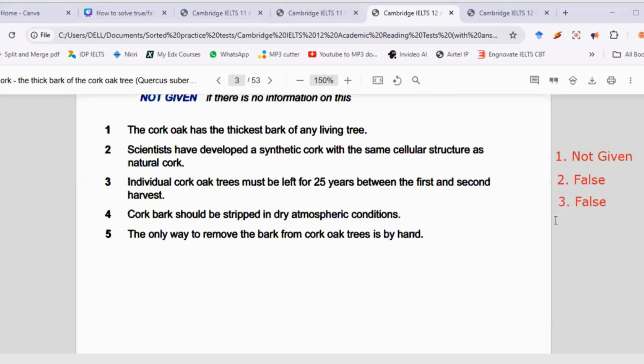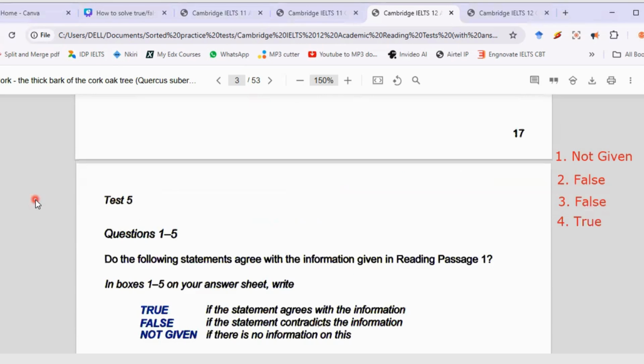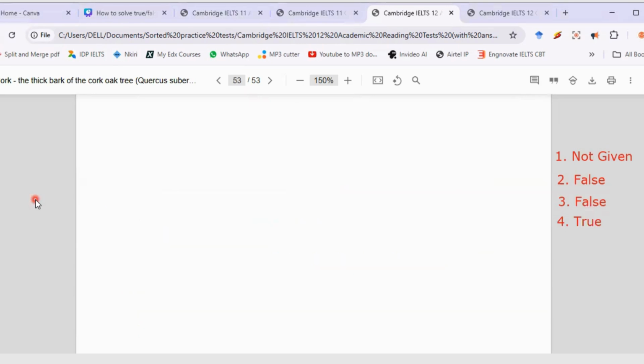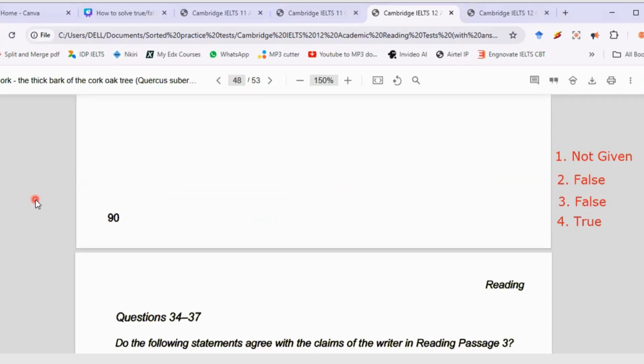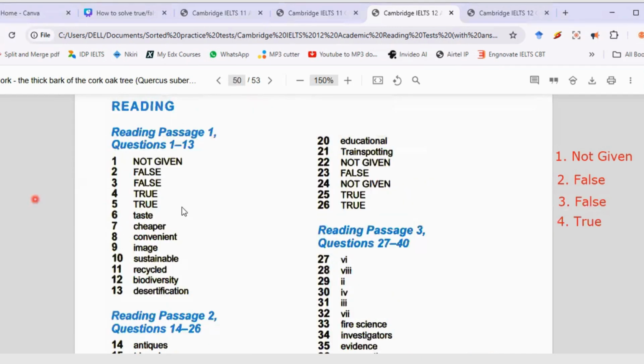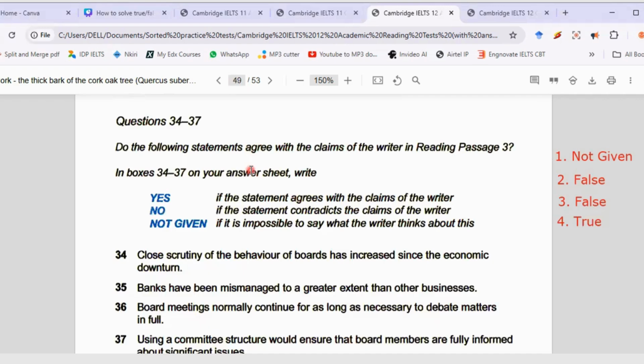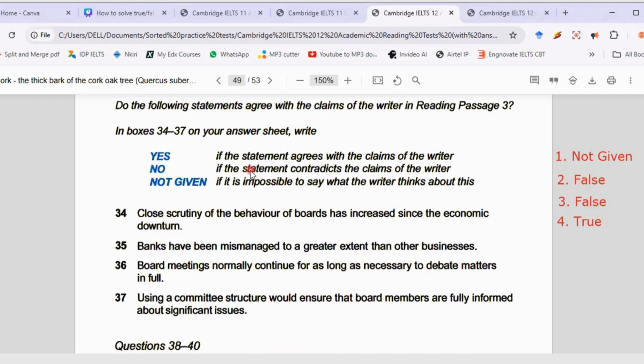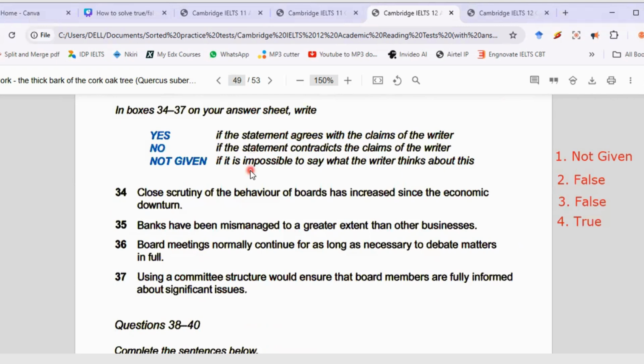Okay, let me check my answers for this one. Number 4, true. So this is test 5. Let's check test 5. Okay, number one, not given. Number two, false. Number three, false. Number four, true. All my answers are correct. Can you see that? You see the way I've used the formula carefully to analyze my questions, okay?